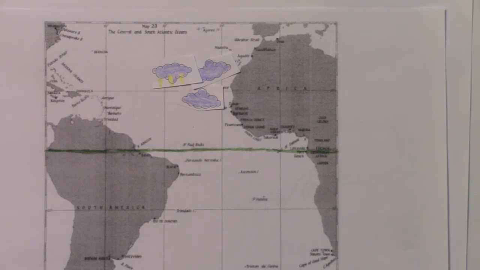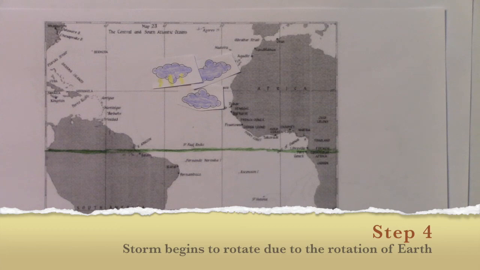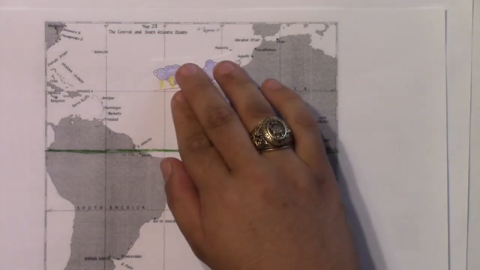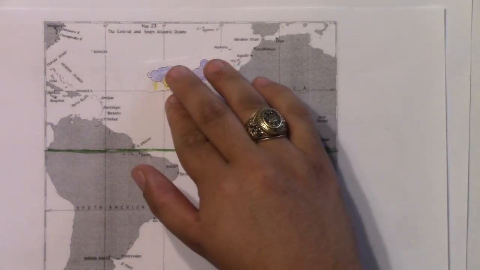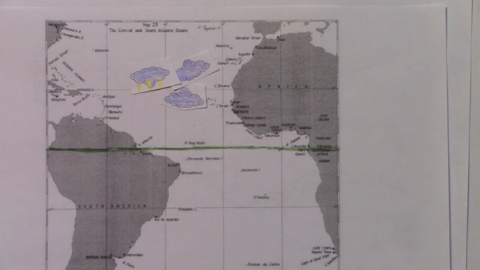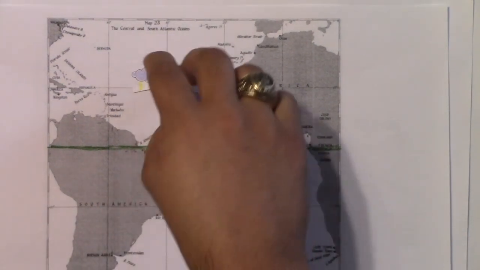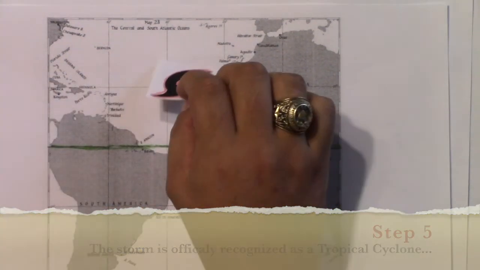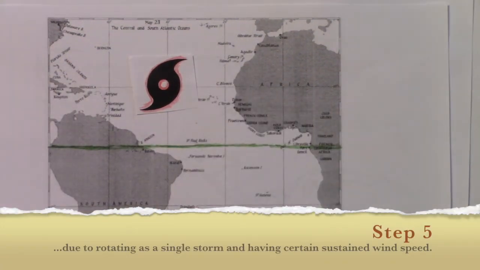Now, more warm, moist air rushes in from the ocean surface, and the air begins to spin because of the Coriolis effect. The air goes faster and faster as it spirals inwards. These storms are going to eventually move, and because of the Earth's rotation, these storms will start to spin and create a tropical depression.